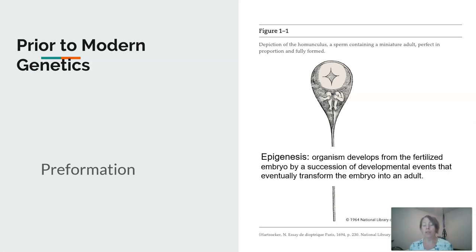The theory that is now the basis of heredity is called epigenesis. This is the idea that an organism develops from a fertilized embryo. We have the egg and the sperm coming together to make a fertilized embryo, and then there's a succession of developmental events that are going to be occurring. During those developmental events, genes are turned on and turned off to cause different stages to occur, and then there's this transformation of the embryo into the adult form.